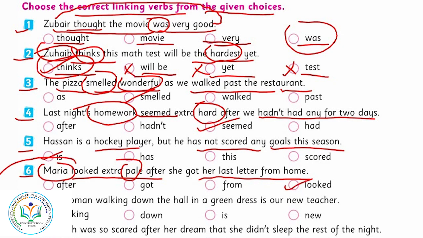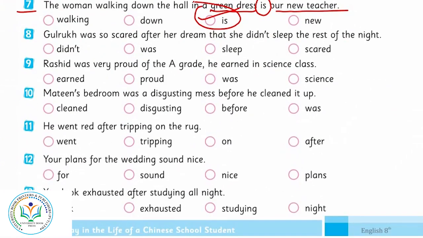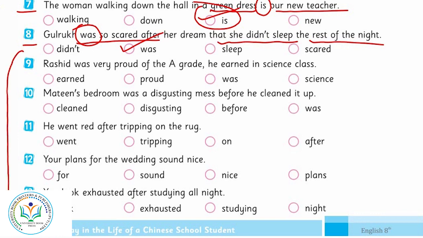The seventh one: The woman walking down the hall in a green dress is our new teacher. Yes, we have "is" here as the linking verb, so no need to choose another option. Is is the right option here. The eighth one: Gulrukh was so scared by her dream that she didn't sleep the rest of the night. Yes, we have "was" here, the linking verb connecting the whole sentence. I want you to choose the correct option for the remaining sentences too.